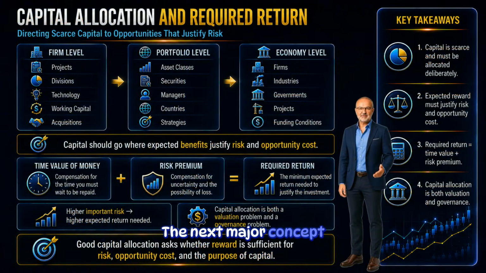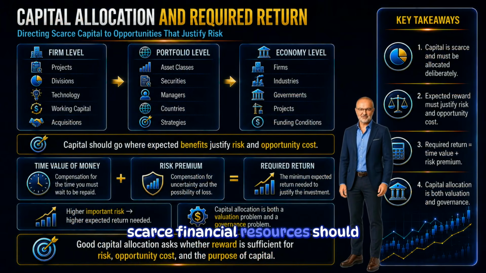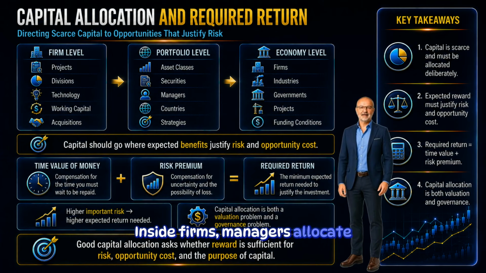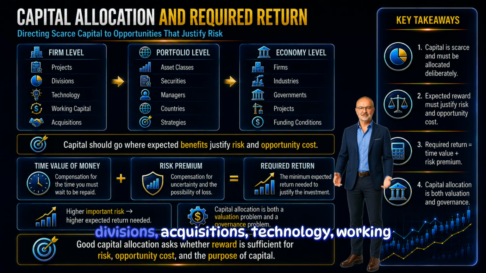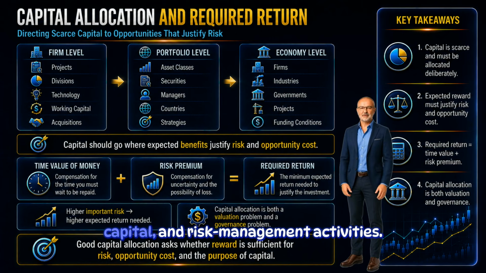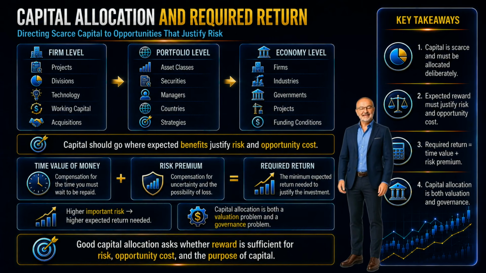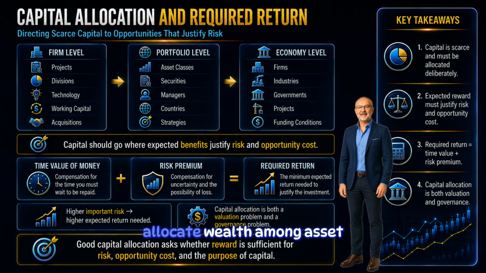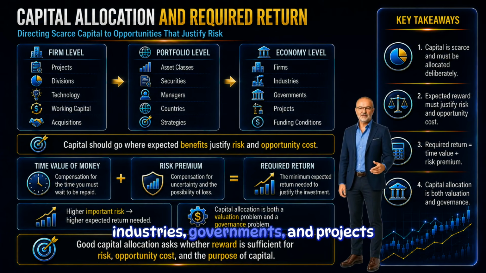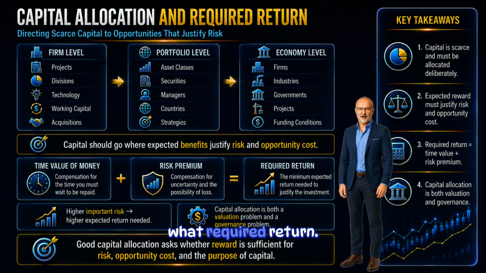The next major concept is capital allocation. Capital allocation is the process of deciding where scarce financial resources should be invested. This happens at several levels. Inside firms, managers allocate capital among projects, products, divisions, acquisitions, technology, working capital, and risk management activities. Inside investor portfolios, investors allocate wealth among asset classes, securities, managers, countries, currencies, and strategies. Across the economy, financial markets influence which firms, industries, governments, and projects receive funding, and at what required return. The central trade-off is simple in words.